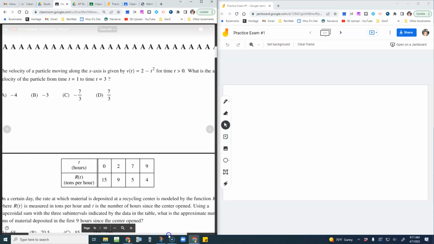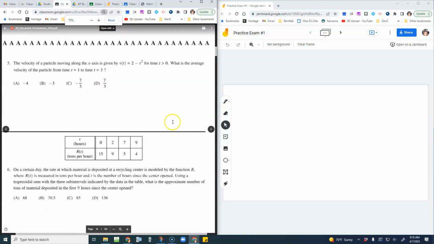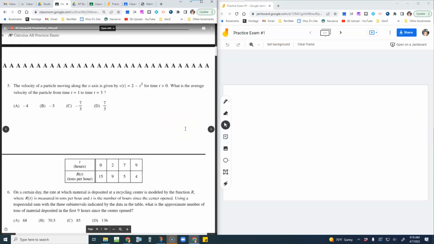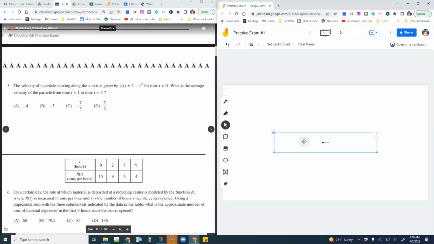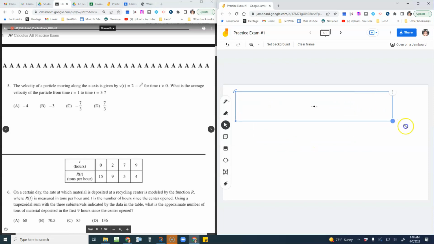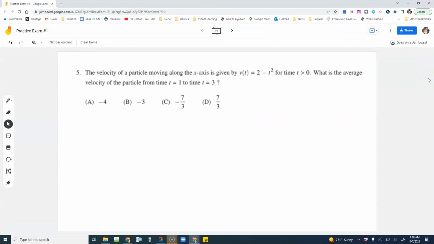Number 5 is a physicsy one, right? P.S. I do have a Jamboard for practice exam number 1 underneath AP review, just for when that comes due. I'll remind you later. But for number 5, it says, what is the average velocity? Average velocity could also be seen as the average rate of change, right? For which we have a forever card, if that helps. But average velocity, average rate of change is also known as, anybody have that formula off the top of their head? If not, I got you.